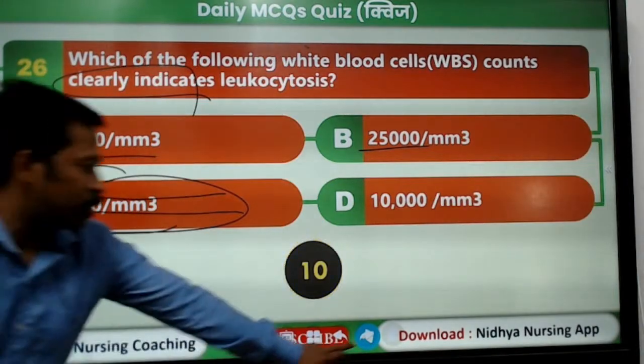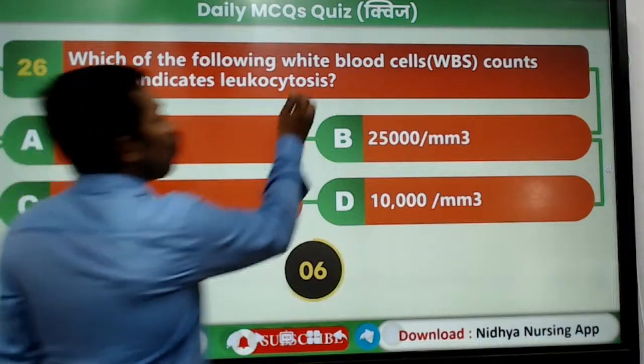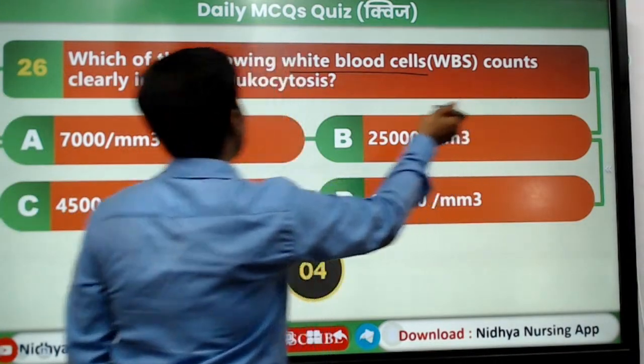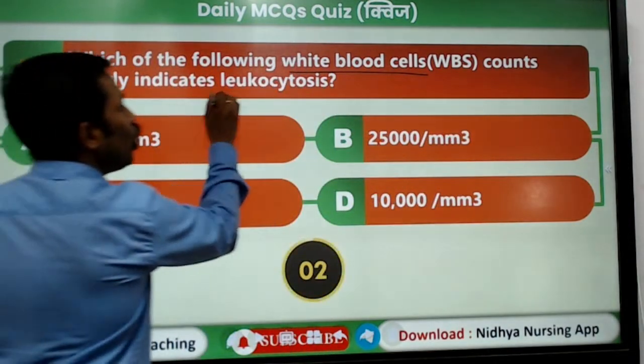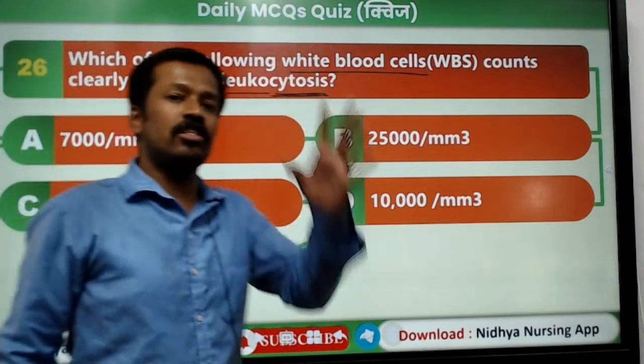Okay, fine, very good. It's a direct question, isn't it? Which of the following white blood cell WBC counts indicates leukocytosis? What do you mean by cytosis? Cell.